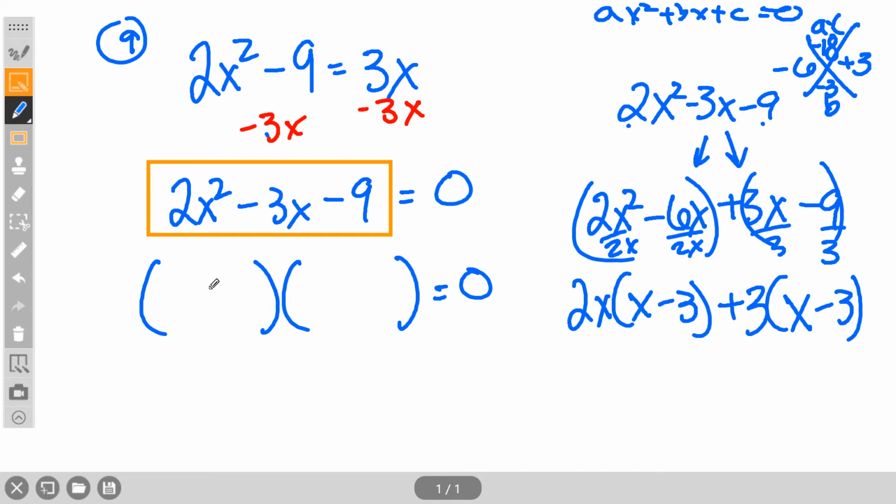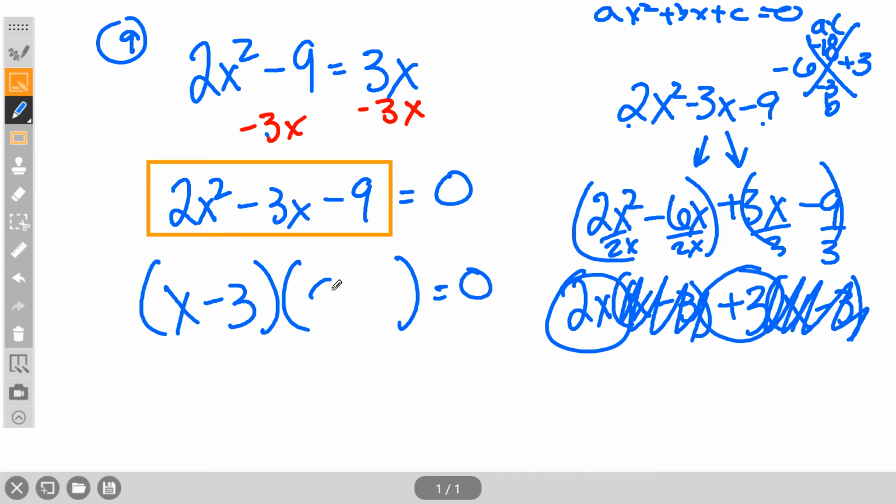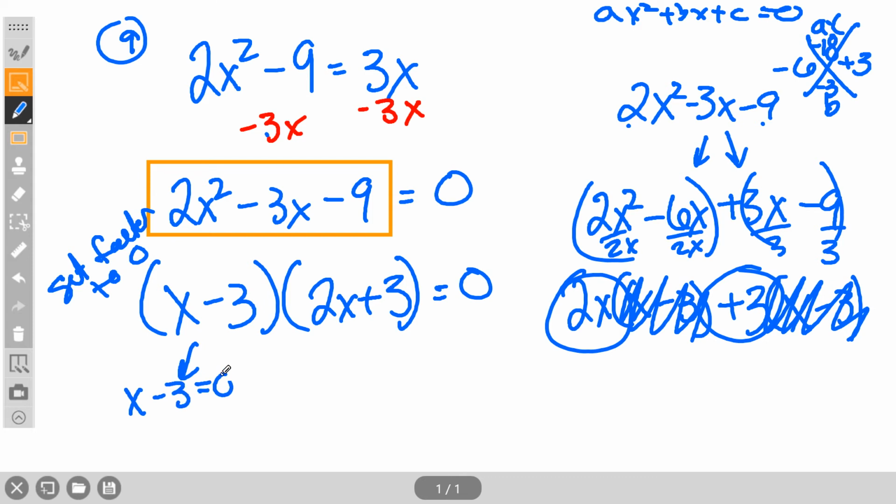So I have my two factors. The first factor is what they have in common, x minus 3. The second factor is their GCFs, 2x plus 3. Well, now I've got it factored. I can solve it by setting the factors to 0. So x minus 3 equals 0, and 2x plus 3 equals 0. And I can just solve these for x.